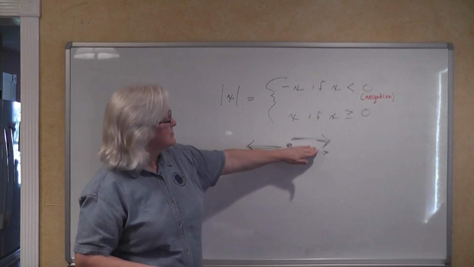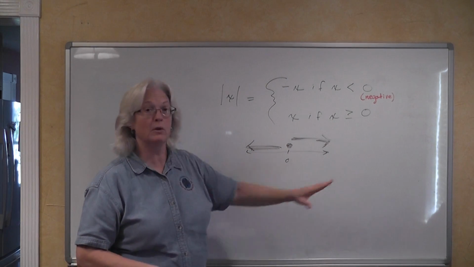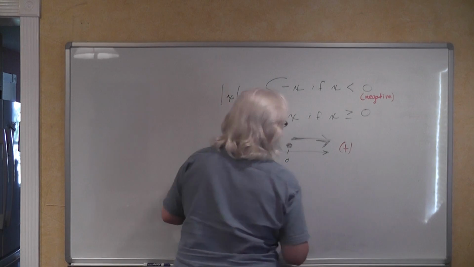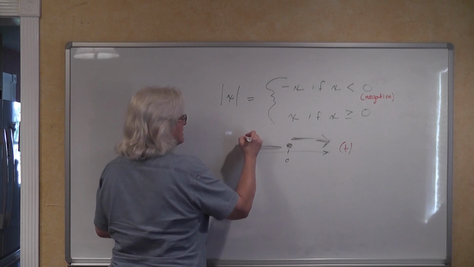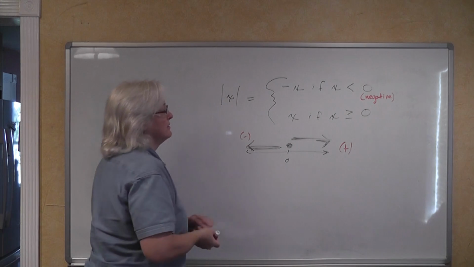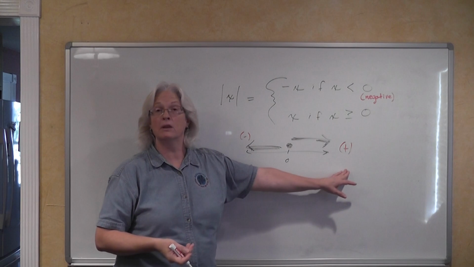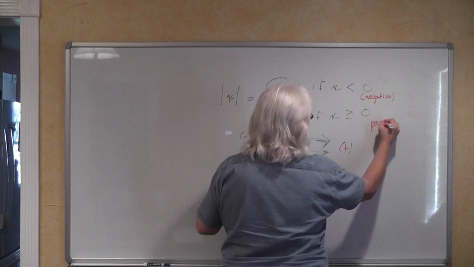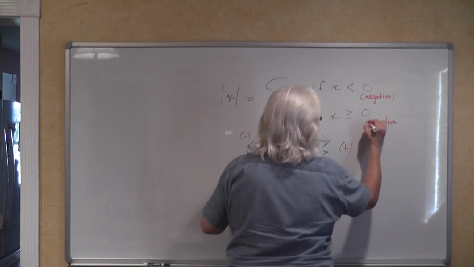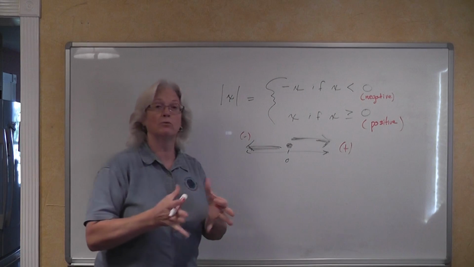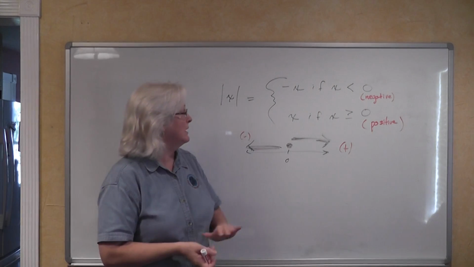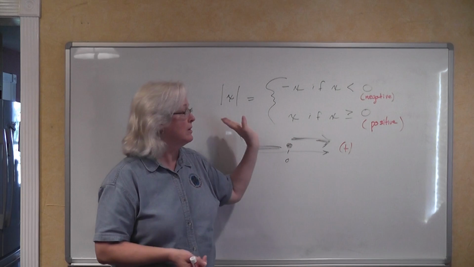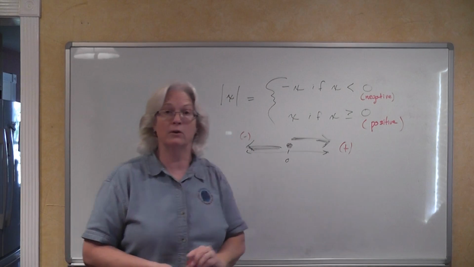All of the numbers to the right of 0 on the number line are positive, because numbers to the left of 0 on the number line are negative. Numbers to the right of 0 on the number line are positive. So all that this definition is talking about is a general rule for what absolute value is going to be if you're finding the absolute value of a negative number or of a positive number.